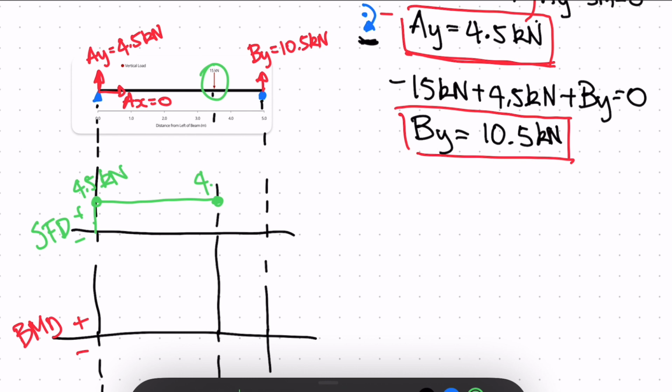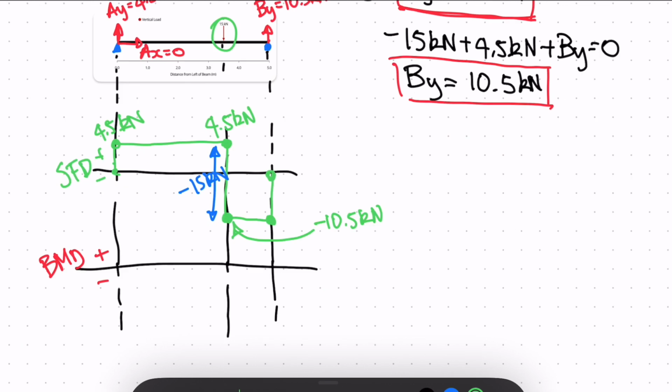This will also be 4.5 kilonewtons, and then this will act down. This difference is the negative 15 kilonewtons, and up to this point will be negative 10.5 kilonewtons, and this will go in a straight line to the end, and this will go up, and then we'll finish at 0 here. So we finish at 0. This will be our shear force diagram, and then we have our bending moment diagram.